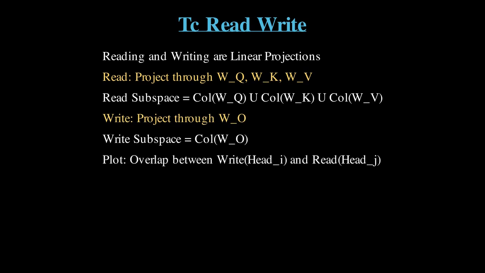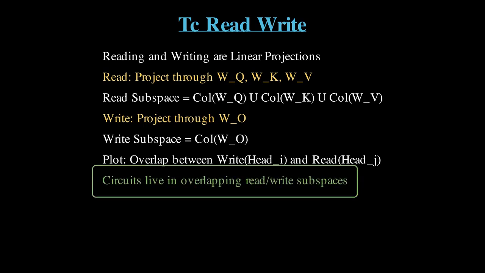This is critical. Two heads can communicate only if the read subspace of a downstream head has a non-trivial overlap with the write subspace of an upstream head. Information flows through these overlapping subspaces. This is the geometric structure where circuits are built.